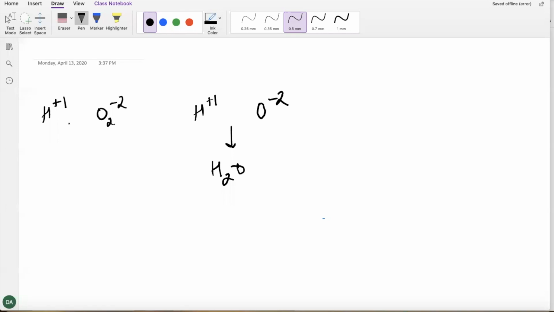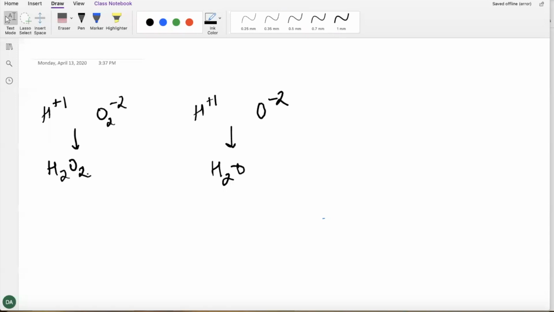O2 -2. Now, do the crisscross and tell me what is the formula? Wouldn't this be HO? Because they're both going to be H2O2. Not in this case. Here you actually do not bring it down to the lowest whole number ratio. You don't do that. Okay, why? Because peroxide is fixed. It's O2 -2, and you cannot change it to single oxygen.